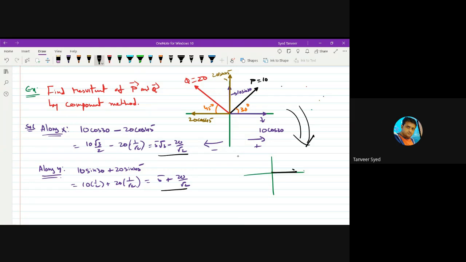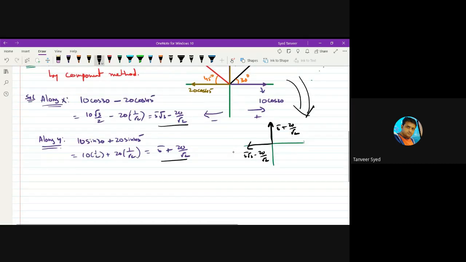We have one vector along x direction, which is how much? 5 root 3 minus 20 by root 2 will be along negative. This magnitude is more. So you have this 5 root 3 minus 20 by root 2, and this along y direction 5 plus 20 by root 2. What will be the resultant of these two things?